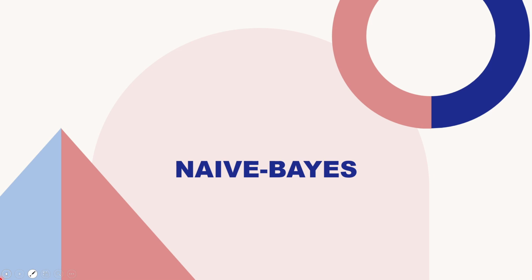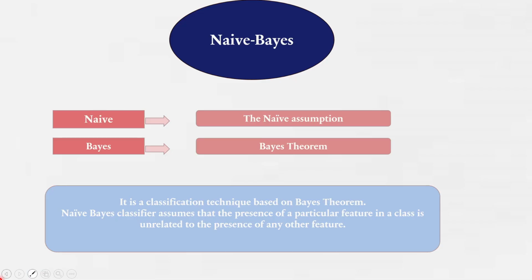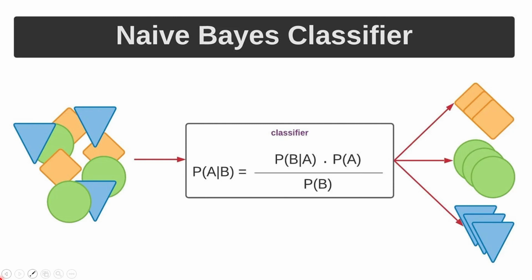Next, coming to Naive Bayes. Naive Bayes is a classification technique used for classification problems. Here Naive means the assumption and Bayes is the Bayes theorem. The classification is done by the probability of the Bayes theorem. The formula for the Bayes theorem is probability of A given B equals probability of B given A into probability of A, divided by probability of B.